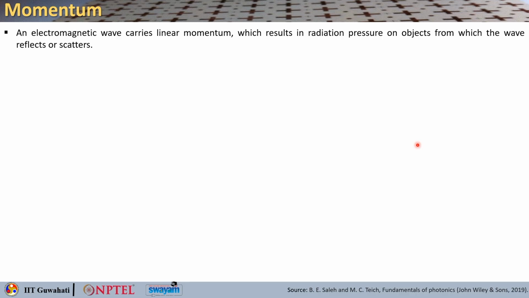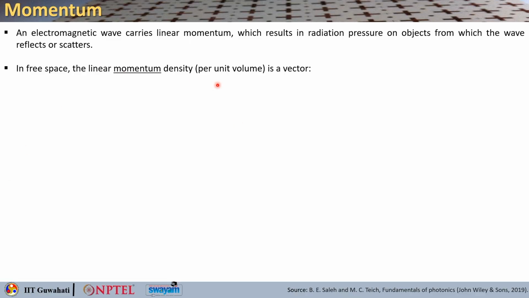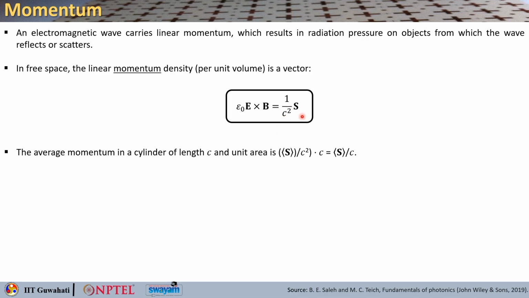So, an electromagnetic wave carries linear momentum, which results in radiation pressure on objects on which the wave is falling, or from which the wave reflects or scatters. In free space, the linear momentum density calculated per unit volume is a vector, and that looks like this: epsilon naught E cross B is equal to 1 by c square S, where S is the Poynting vector. So, this is your linear momentum.